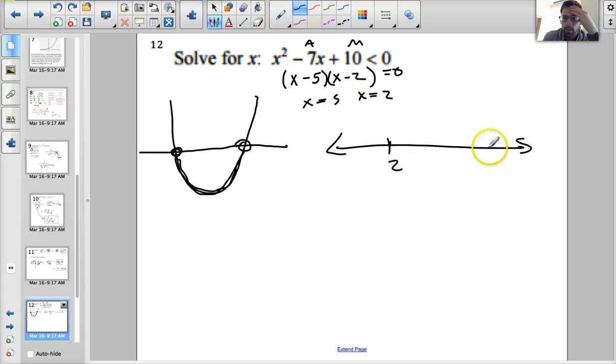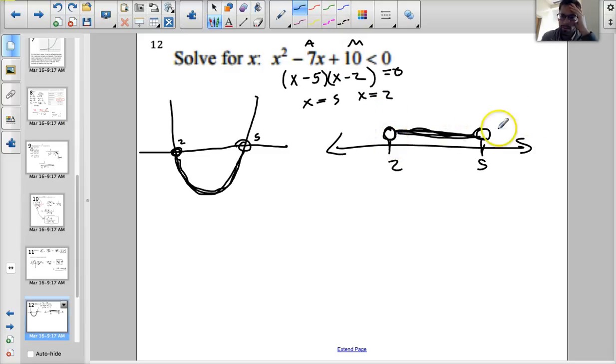So I'll put a 2 on the number line. I'll put a 5 on the number line. That means my roots are 2 and 5. I'm going to do open circles, because it's just a less than sign, not an equal to sign. And again, I'm pretty sure I'm going to be shading in the middle because it's a less than, and it's going to drop under the x-axis. But just to be sure, I can test a point that's in the middle.